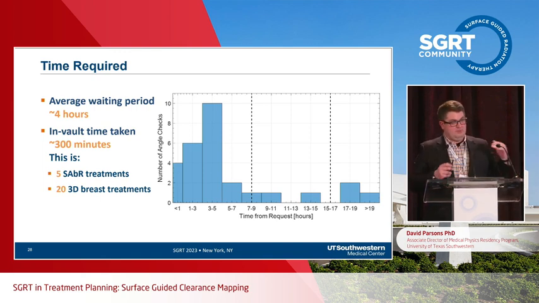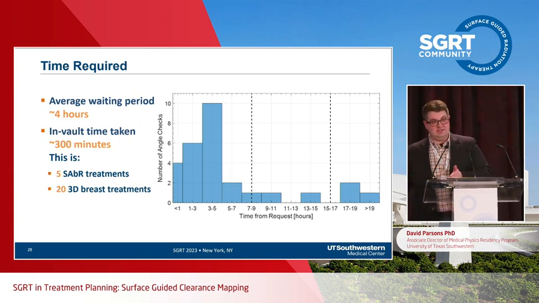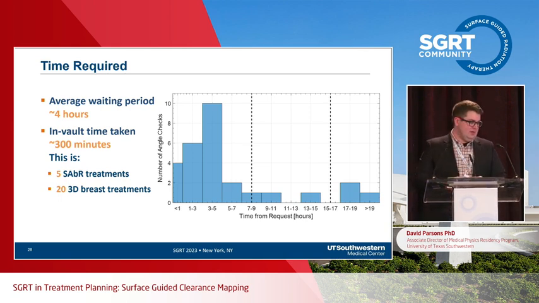So the average waiting period from dosimetrist knowing the plan is a good plan to a safe plan is about 4 hours. But you can see there's some which go into the next day, and some that even go into the next day in terms of the back and forth of what is a safe plan. Also, we can look at the time savings of the in-vault. The in-vault time is a resource that you could be treating patients in.